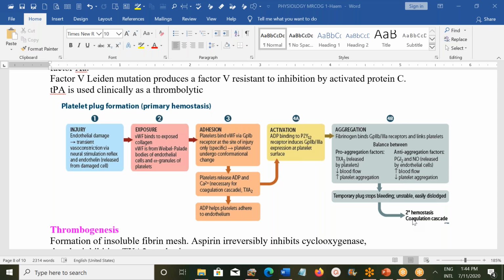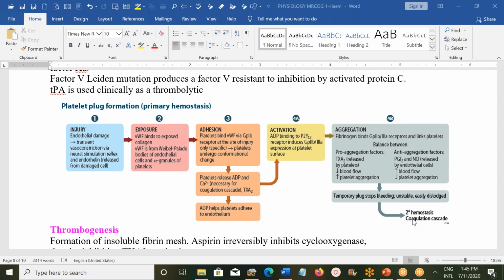If we talk about the streptococci, they also release streptokinase. Streptokinase will convert plasminogen to plasmin, and plasmin is going to digest the fibrin clot.